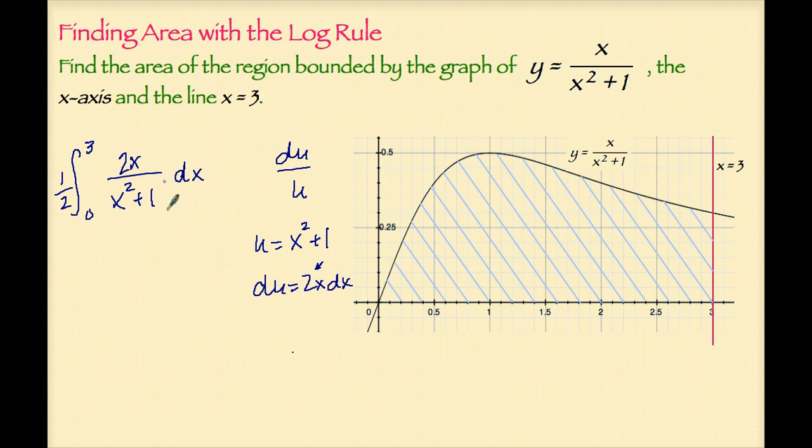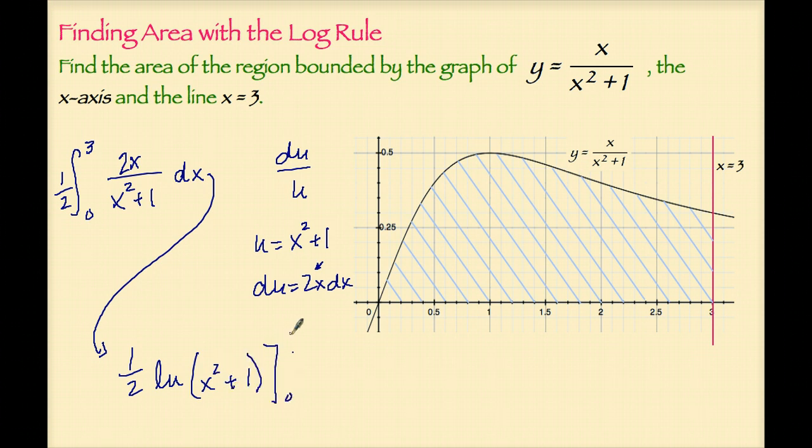Now this is a du over u pattern, and the integral of du over u is the natural log of u. Of course, our u in this case is x squared plus 1. So this is going to be 1/2 times the natural log of x squared plus 1, and of course we'll be integrating from 0 to 3.